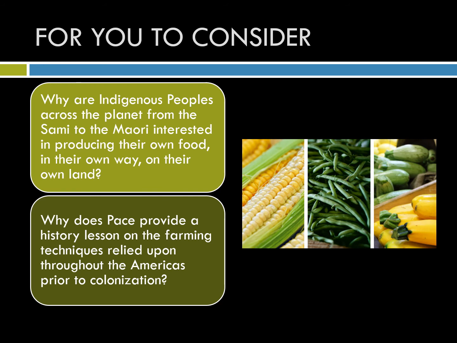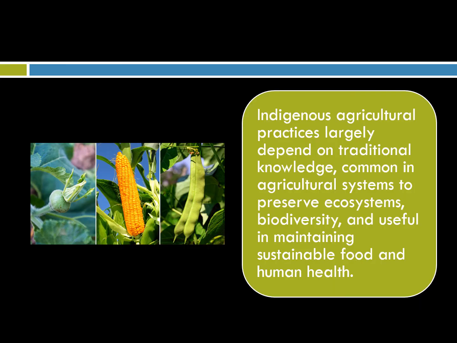So for you to consider, why are Indigenous peoples across the planet, from the Sami to the Maori, interested in producing their own food in their own way on their own land? And why does Pace, the writer, provide a history lesson on the farming techniques relied upon throughout the Americas prior to colonization? So normally I don't answer these questions. However, given our current remote teaching, I think it's awkward to just leave them hanging without you being able to interact with me in a face-to-face environment. So I provide an answer.